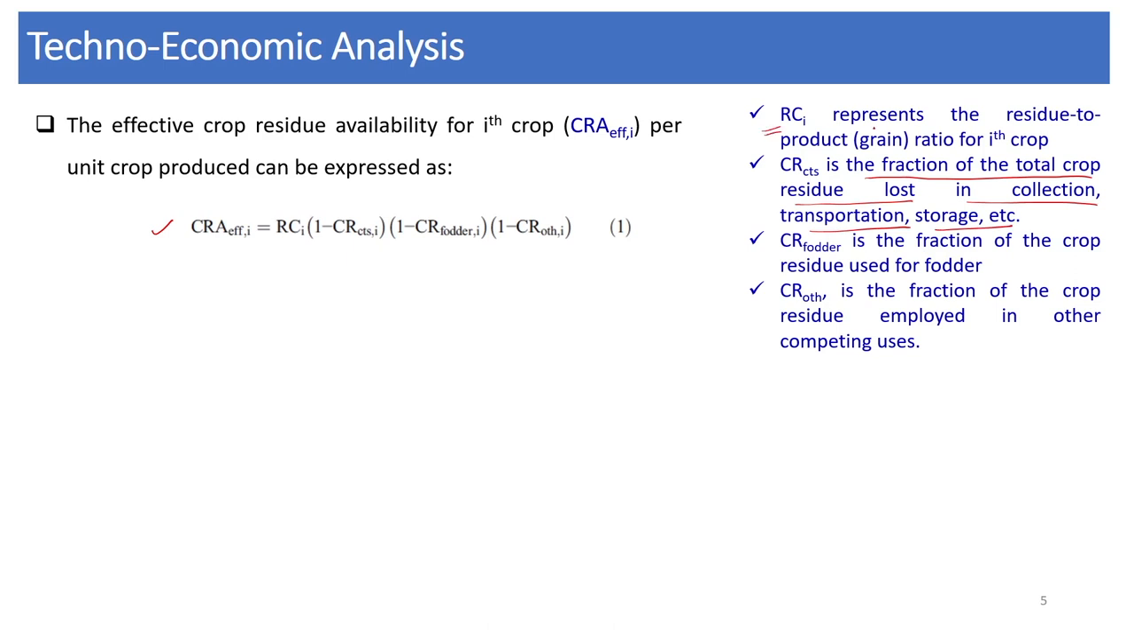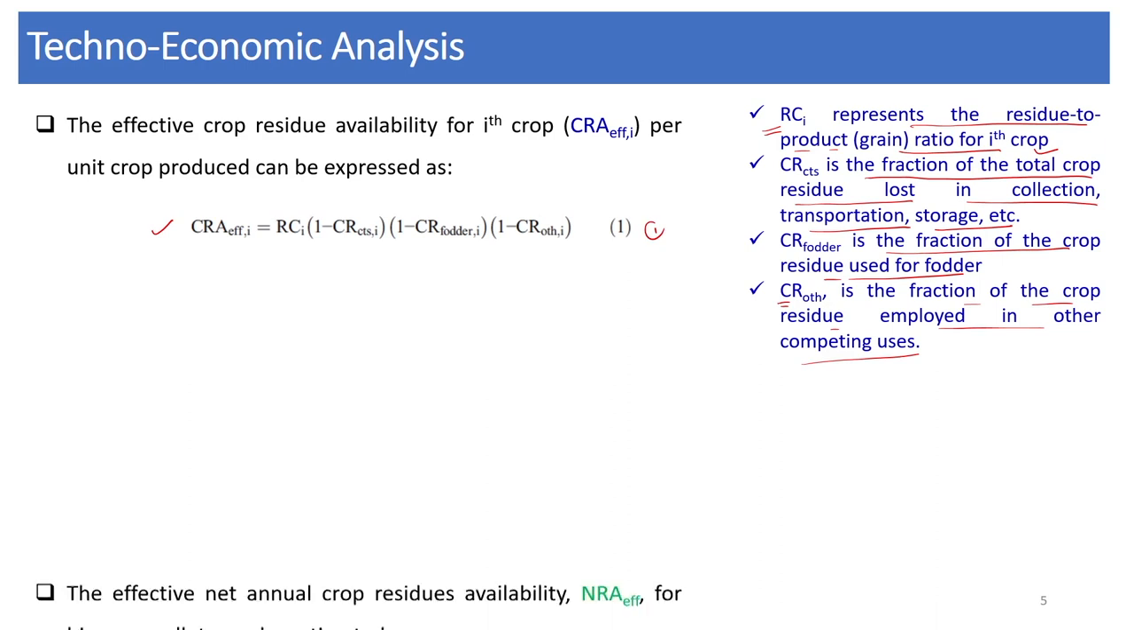And RCi we know, which represents the residue to product ratio for the ith crop. Okay, it may be n number of crops, so we are considering a particular crop at the moment. And CR fodder is the fraction of the crop residue used for fodder. And CR other is the fraction of the crop residue employed in other competing uses. Now, once we know this for a particular crop, then we can go for multiple crops, right?